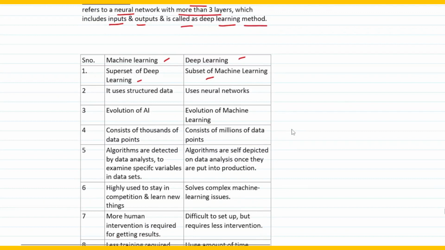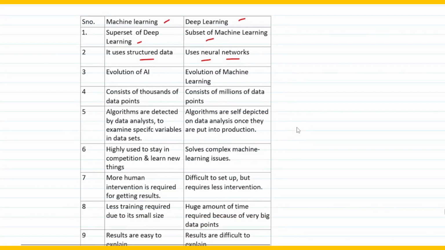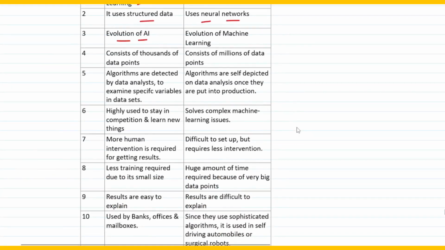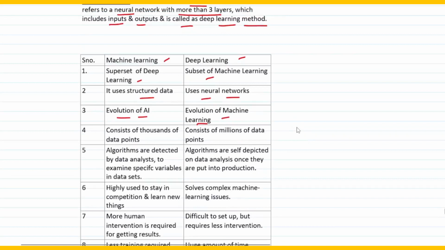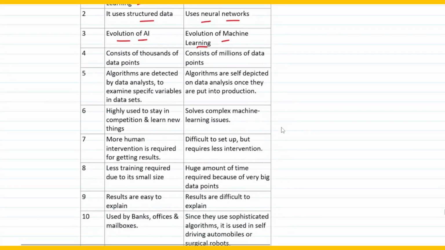Machine learning uses structured data, whereas the deep learning concept uses neural networks, as we just discussed, because neural networks are a part of deep learning. It is basically an evolution of AI, right? Deep learning is an evolution of machine learning, because deep learning is a subpart of machine learning, whereas machine learning comes from the evolution of artificial intelligence.